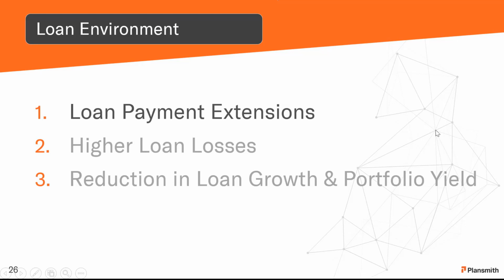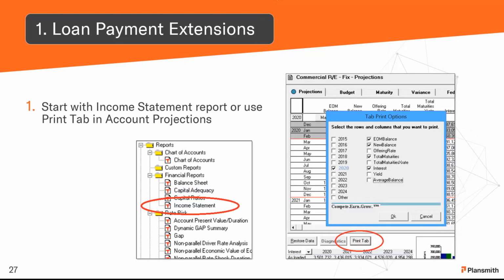You may be planning to offer payment accommodations by extending loan repayments. Use Compass to instantly see how the temporary loss of those cash flows will affect your operations. First, you can view the interest income in the income statement report or at the account level and select the Print tab at the bottom of your screen and make your data selections. This will become the original plan for a base comparison.